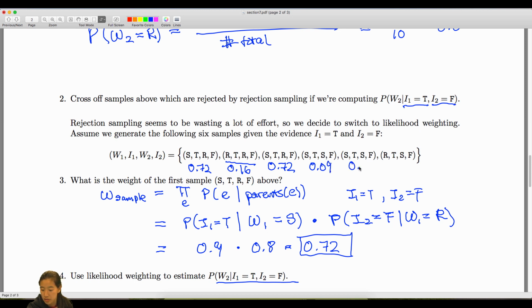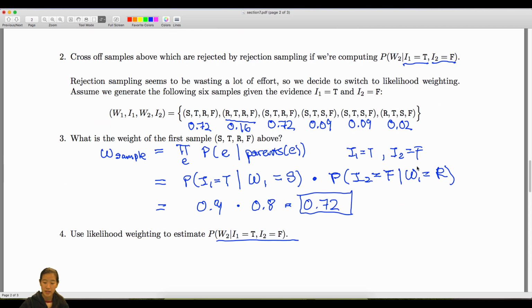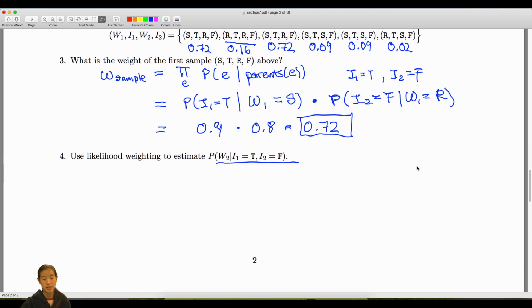Since it's the same, this one's going to be the same thing. I'm just saying that this is very unlikely. And then for the last one, plugging in the values given in the table above, we're going to get 0.02 as well. So now that we have the weights of all the samples, we would solve it normally.